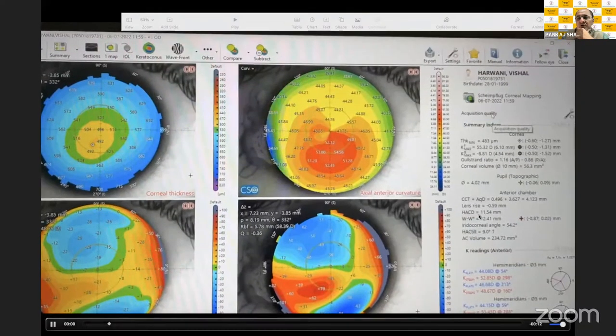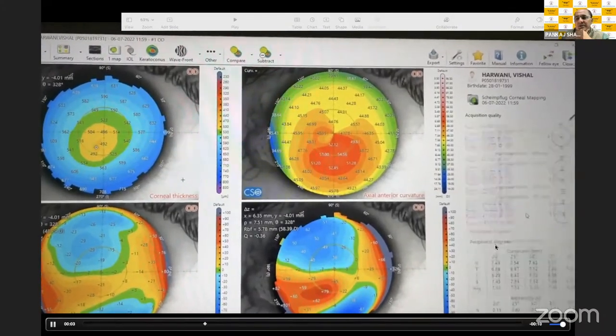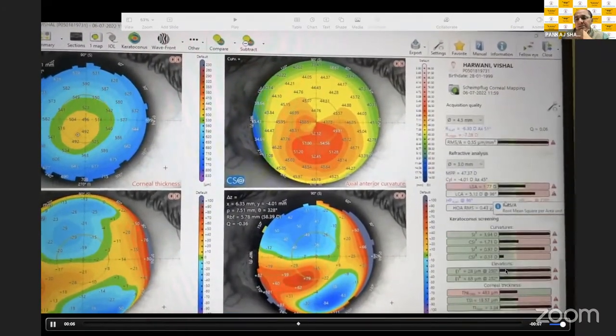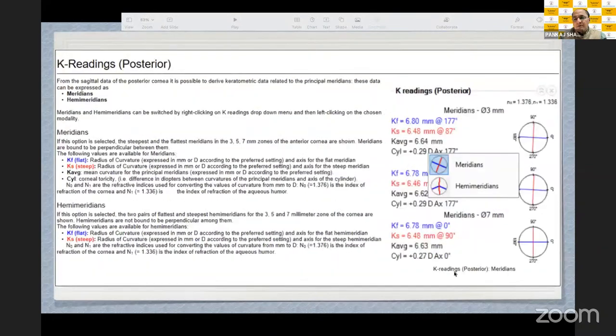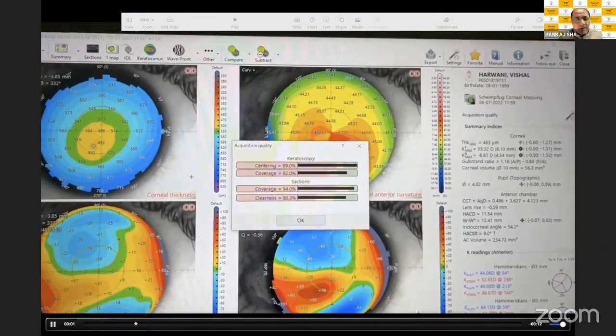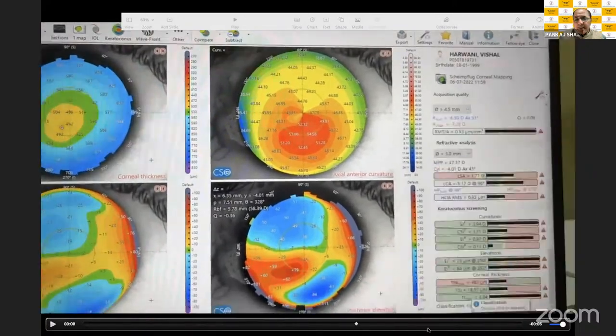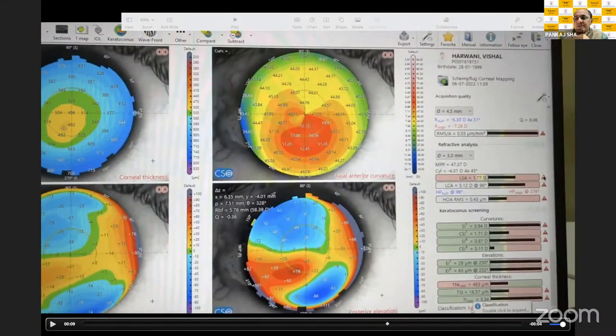This is just a video to show how it looks in keratoconus. This is the Sirius 2. Now you can see here, let me just pause it here. You can all see these red triangles. So everything is going haywire. This is a case of keratoconus. You can see that there's so much inferior steepening, posterior ectasia, thinning of the cornea, and everything is showing red. So this is a case of keratoconus.